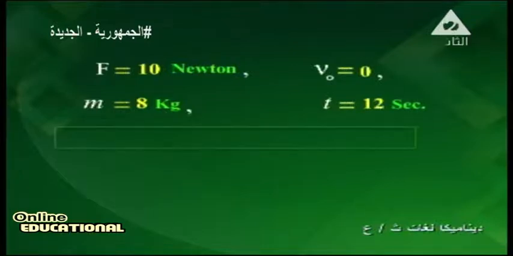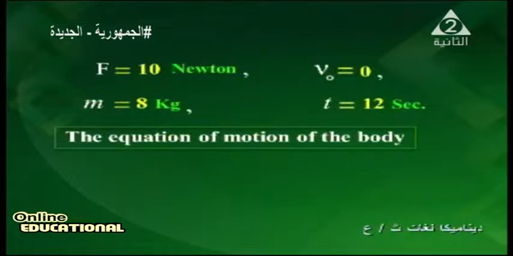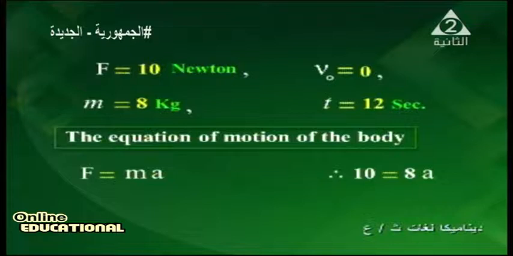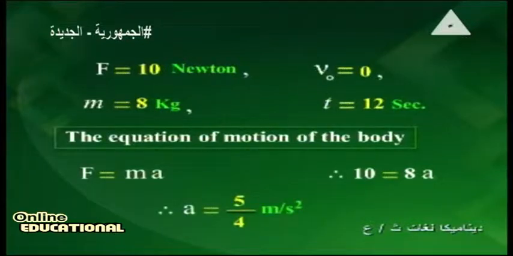The equation of motion of the body is F equals ma. F equals 10 Newton equals the mass of the body, 8 kilogram, multiplied by the acceleration a. Then the acceleration equals 10 over 8 equals 5 over 4 meter per second squared. Then we get the acceleration of the body equals 5 over 4 meter per second squared.